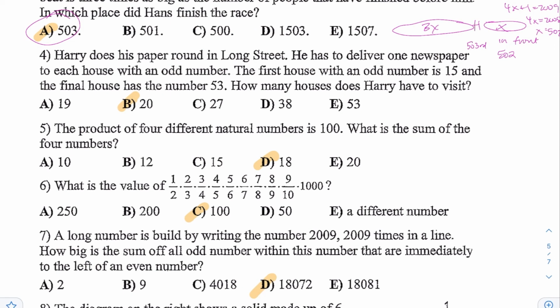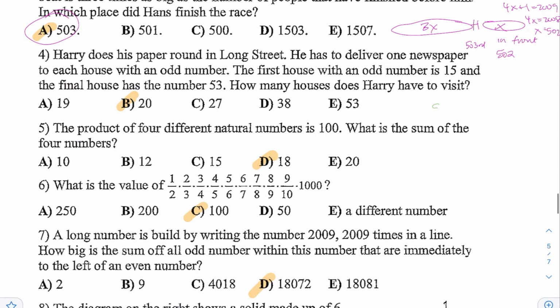Next, for number 4, Harry does his paper run in Longstreet. He has to deliver one newspaper to each house with an odd number. The first house with an odd number is 15, and the final house has the number 53. How many houses does Harry have to visit? So he only does the odd numbers, and you know that 53 from 15. Here it helps if you have the even numbers to help you figure out the multiples.